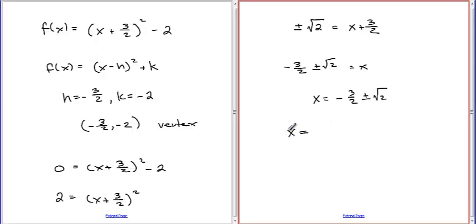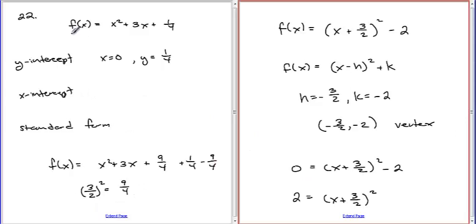And if you do that in decimal form, you'll have negative 3/2 minus the square root of 2, and I get negative 2.91, and the other x-intercept is negative 3/2 plus the square root of 2, so that's negative 0.086.